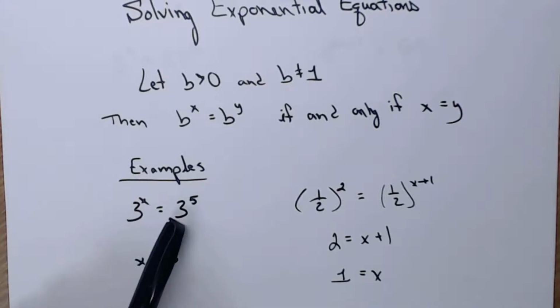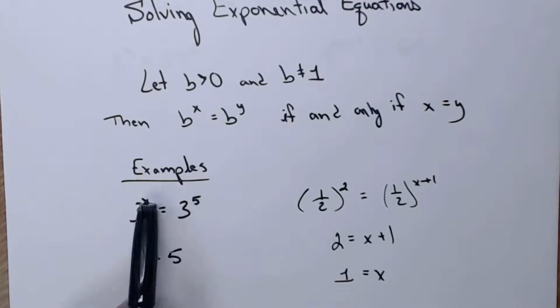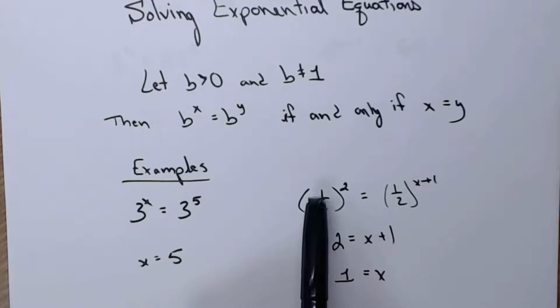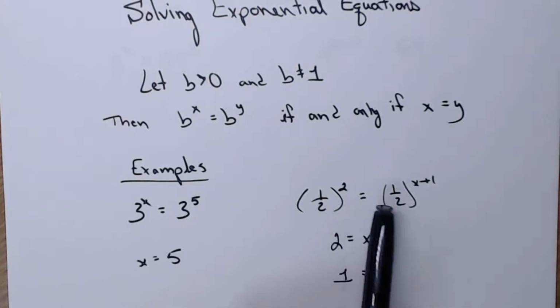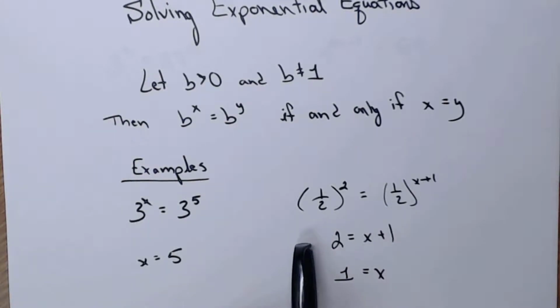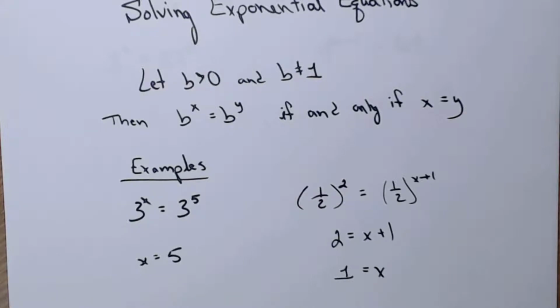3 raised to the x equals 3 raised to the 5. If I say that as a true fact, then x must equal 5. Our exponents must be the same. Same thing is true over here in a little more complicated situation. If 1/2 raised to the second power equals 1/2 raised to the x plus 1, well, then the 2 must equal the x plus 1. And then we can solve for x and continue on with our lives.